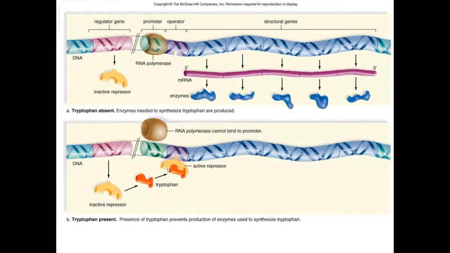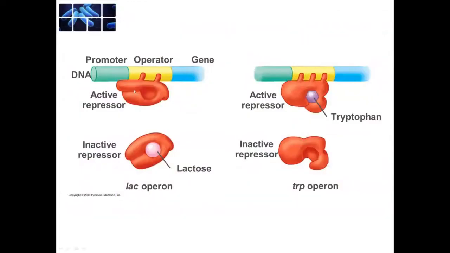In the inducible operon, the operon is typically in the off position, and we turn it on when we need it. So that means we're going to inactivate the repressor. In the repressible operon, the operon's in the on position, and we're only going to turn the repressor protein on when we need it. All right? So in the inducible one, the lactose makes the repressor inactive. In the repressible one, the tryptophan makes the repressor active.